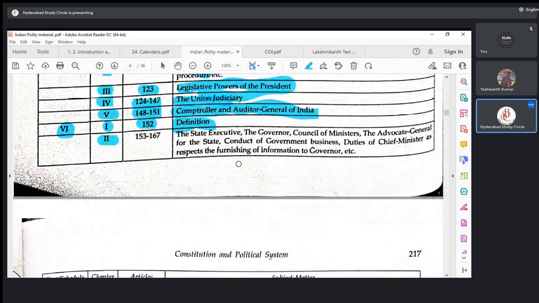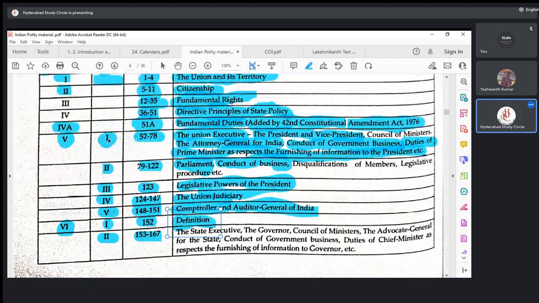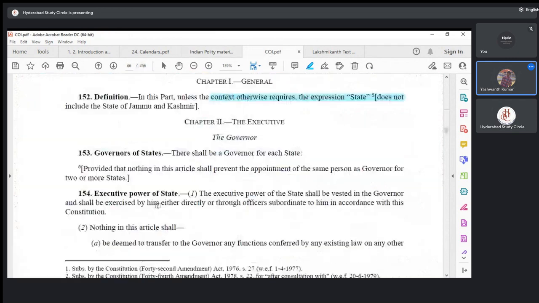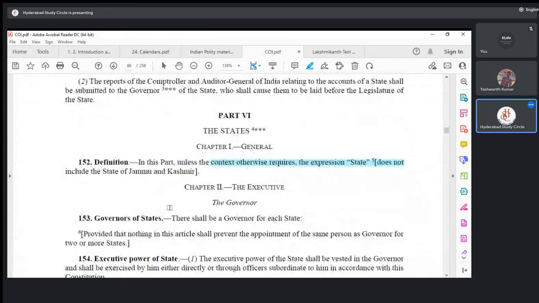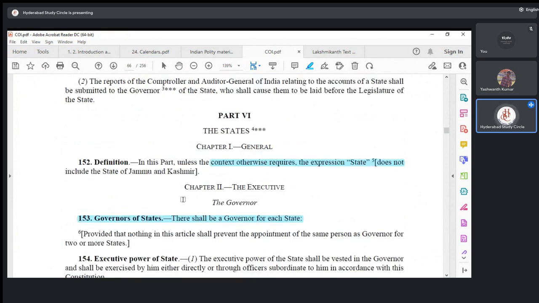Then, chapter 2, article number 153 to 167, the State Executive, the Governor. Please see this. Article number 52 and article 153. What is the first chapter? Union Executive. You will get State Executive. Then in the place of President, what will we get? Governor. What is the article number of Governor? 153. Article number 153, Governor of States. And for the President, article number 52.